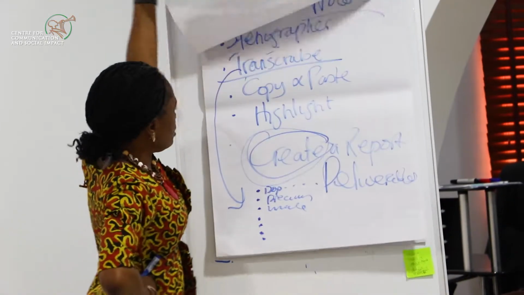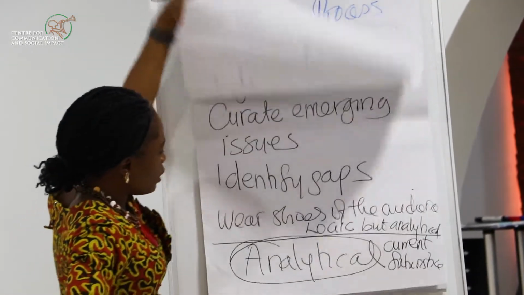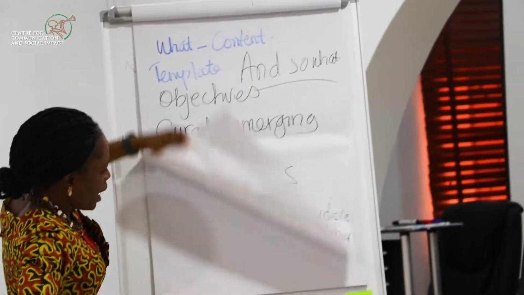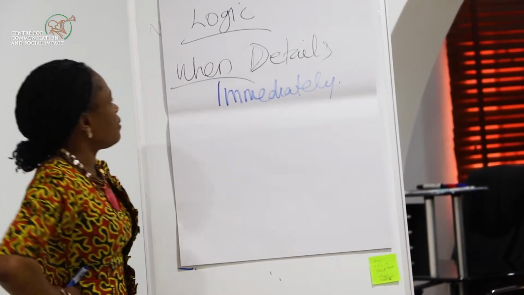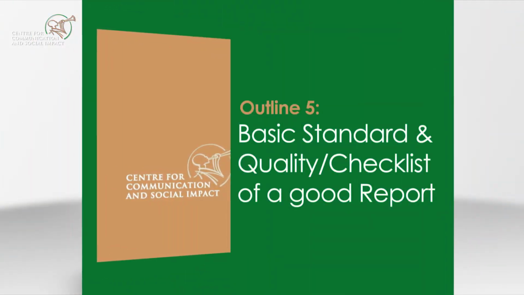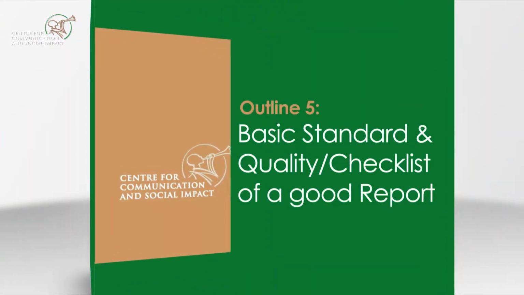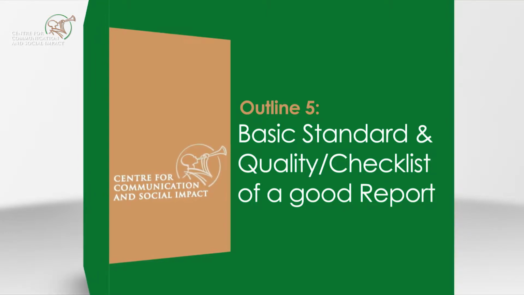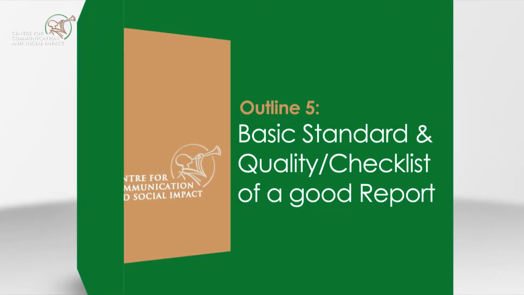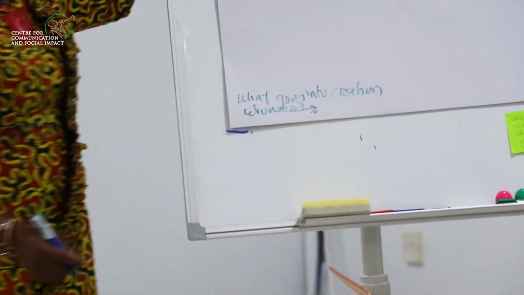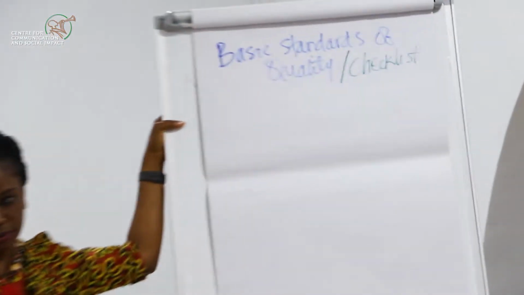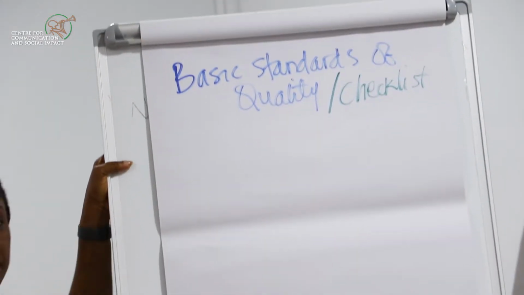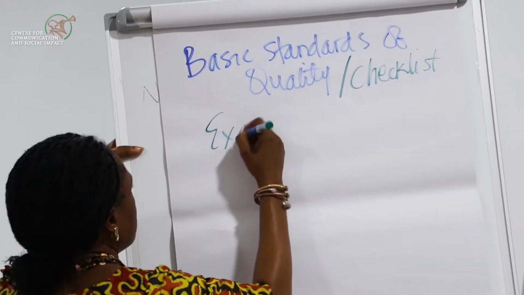So the next is, so what have we done? We've done the why, the who, the what, the when, and the where. Any other things to talk about? Can we look at the basic standards and quality or checklist of a good report? Okay. Let me start with the executive summary.